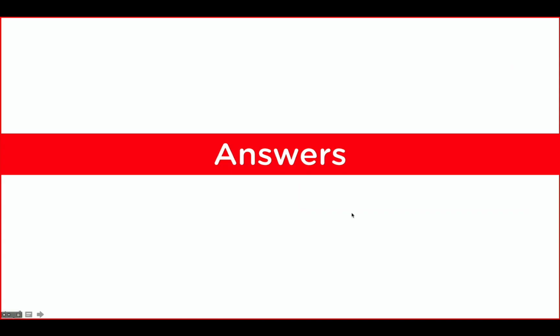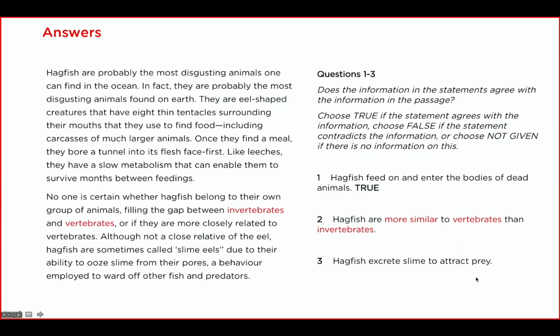All right, let's take a look at the answers. Hagfish are more similar to vertebrates than invertebrates. Well, it says, no one is certain whether hagfish belong to their own group of animals, filling the gap between invertebrates and vertebrates. So is that true? False? Not given? Well, that one's not given. There's not enough information there. It doesn't contradict the text, and it doesn't say the same thing as the text, therefore it's not given.